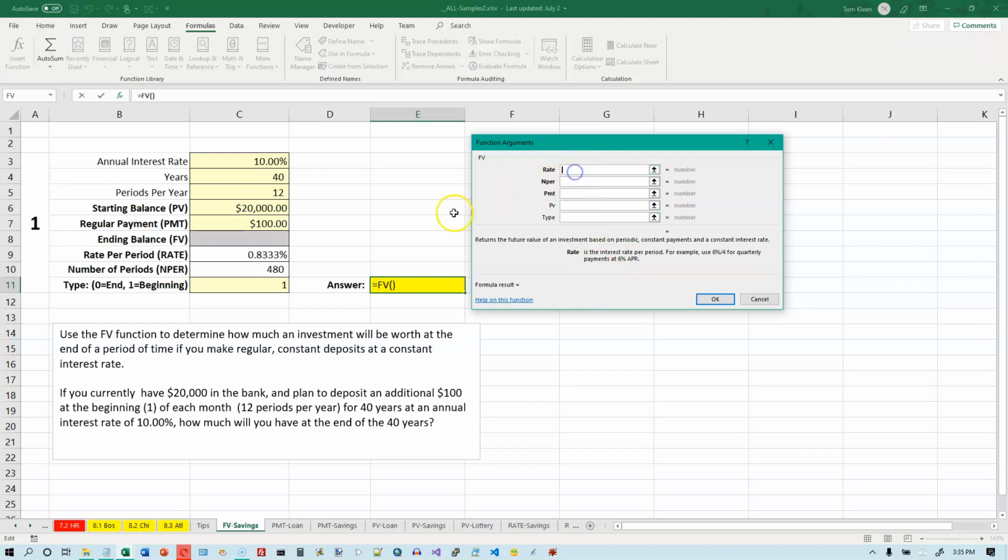So this has already been divided for us, so we just need to go here and find the rate. And notice that the name over here and the name up here match. Okay, now let's click or tab down to the NPER. And the number of periods is also labeled NPER over here. Click on the 480. And then the payment is this number right here, in C7. And the present value is how much money we have in the bank right now, and that is the $20,000. And you notice as we put in the cell references, the numbers pop up over here. And then the type is going to be this number down here.